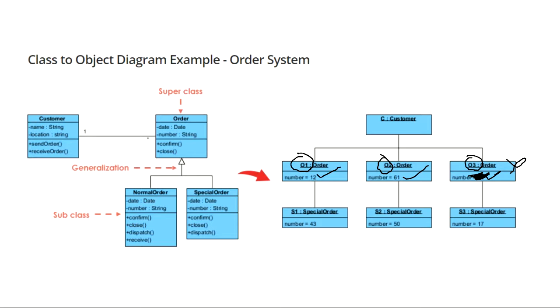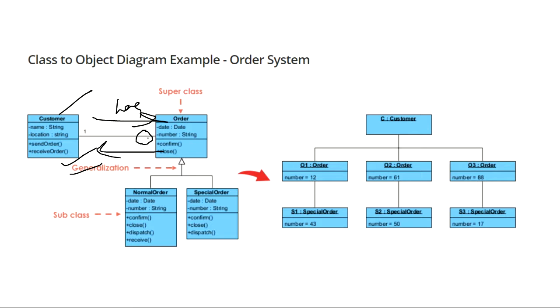Now see how this diagram has been created. What was the relationship here? Customer has more than one order. That is why. And what was the reverse? Order will have exactly one customer. One order will have only one customer.